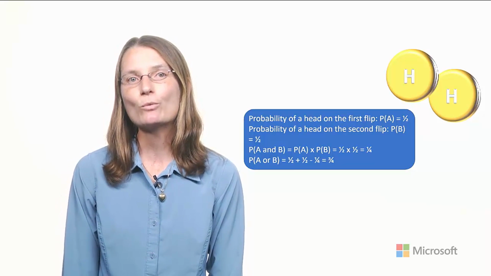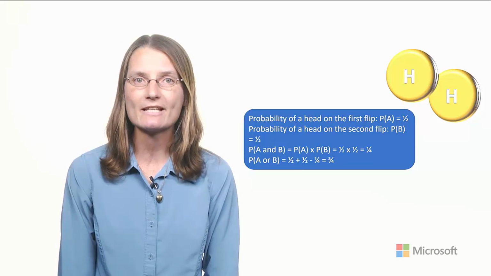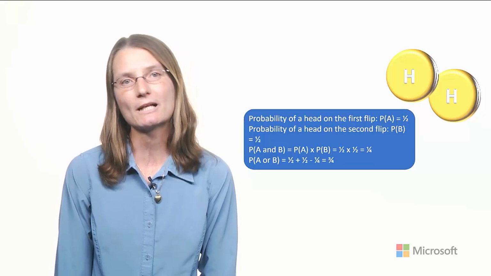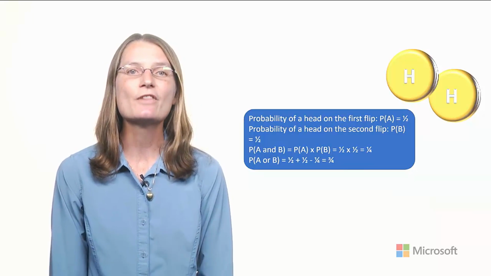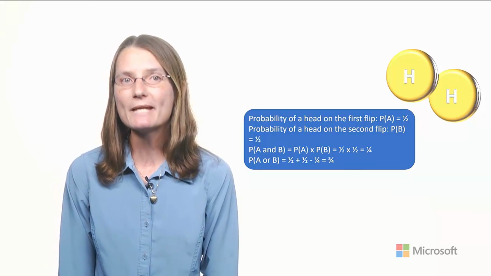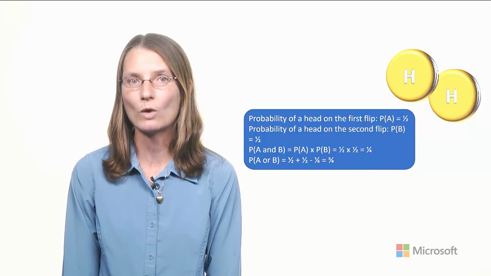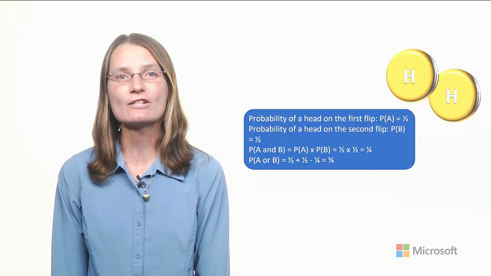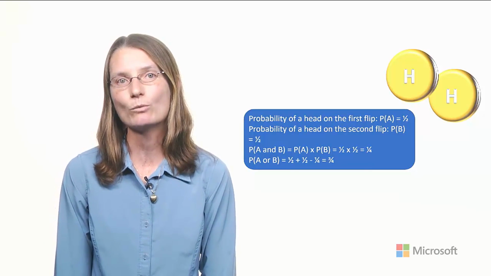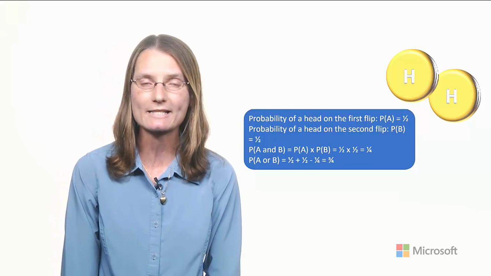From a previous video, we know that the probability of A and B is the probability of A multiplied by the probability of B, which is 1/4 in this example. Thus, the probability of A or B is 1/2 plus 1/2 minus 1/4. You have a 75% chance of flipping at least one head when you flip a fair coin twice.